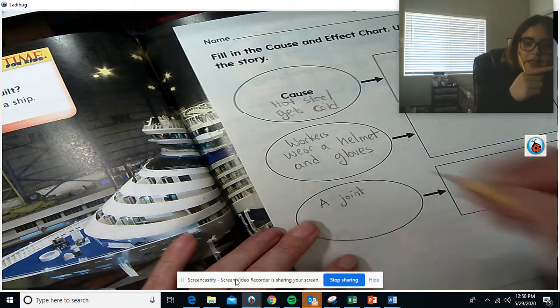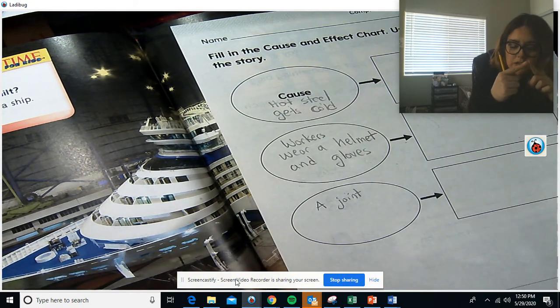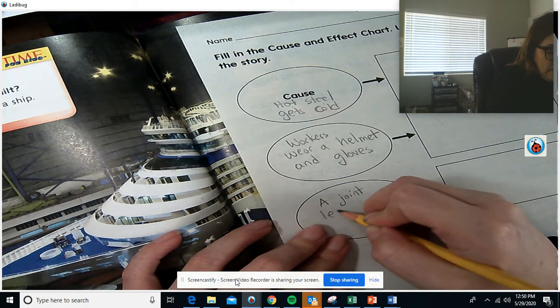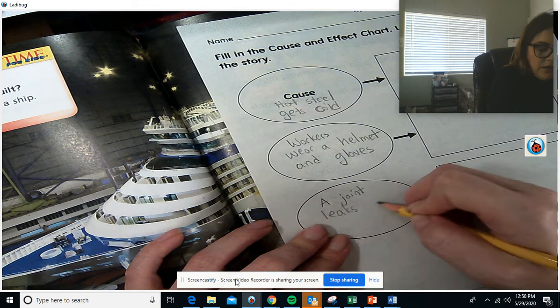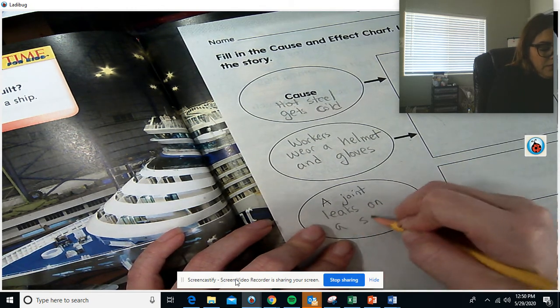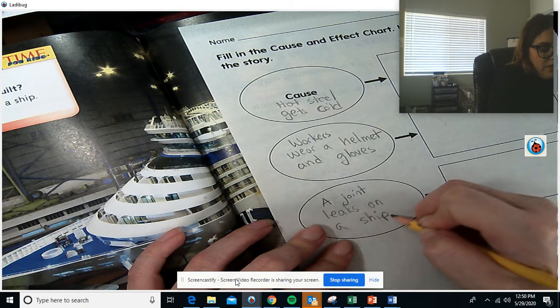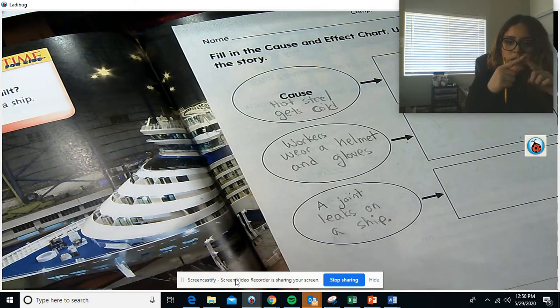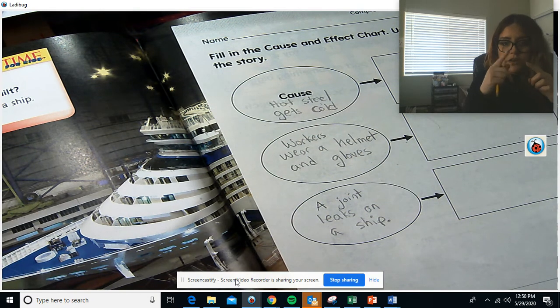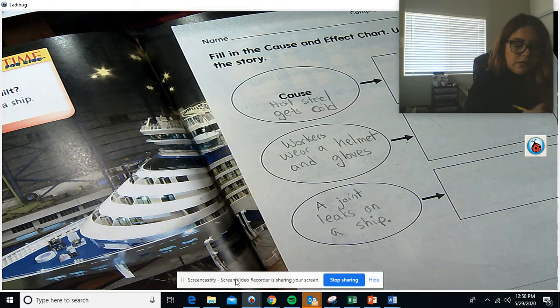A joint meaning like when two things come together. A joint leaks on a ship. So what's the effect when there's a joint on the ship where two parts come together and it's leaking, so water's getting through it? What happens? What's the effect?